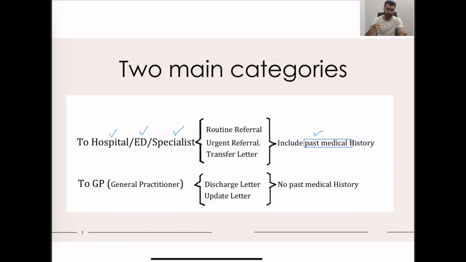past medical history. The other type of letter is when the patient is being sent to the GP. GP means general practitioner, not general physician. Okay? So when the patient is being sent to the GP, the GP is the person who has an existing professional relationship with the patient. Every patient is registered with a GP, and the GP knows about the patient's past medical history. So in that scenario, we will omit past medical history. We won't include it. Okay. So this type of letter includes discharge and update.